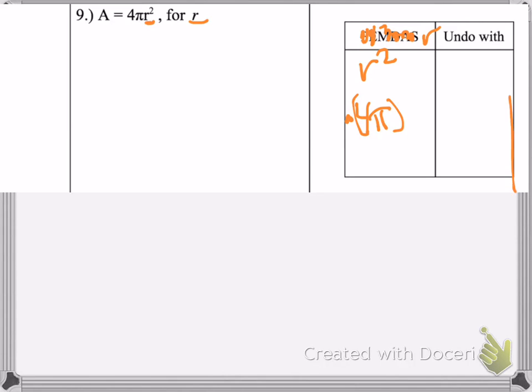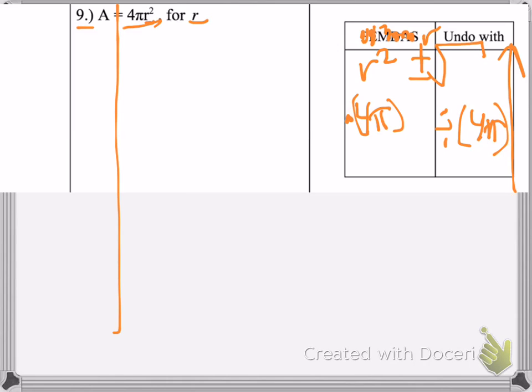So to undo times, we're going to divide. So we're going to divide by 4 pi. Then with r squared, we're going to do the opposite of squaring, which is square rooting. We're going to square root both sides. Now, we haven't really talked about this that much. So I'm going to throw this out there right now. We're going to take the positive and the negative square root. And again, we're not going to worry about it too much. I'm just going to show you what it looks like.